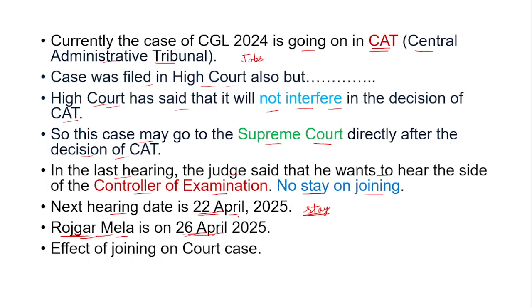Now the effect of joining on the court case. See, if the joining is done, then it puts pressure on the judge to take a decision. However, it will be written in the appointment letter that your appointment is provisional. It depends on the decision of the court. But even then, it puts pressure on the judge because joining has been done.